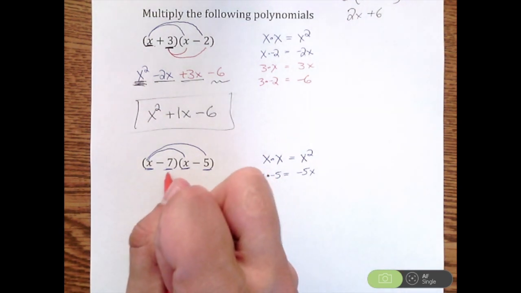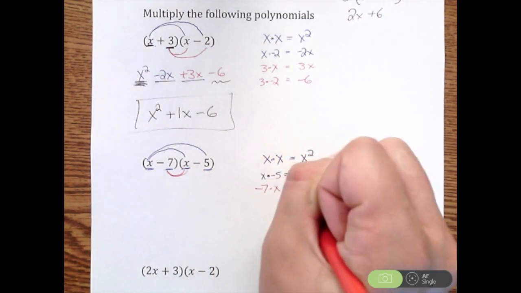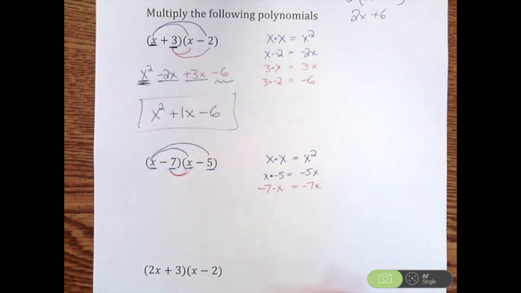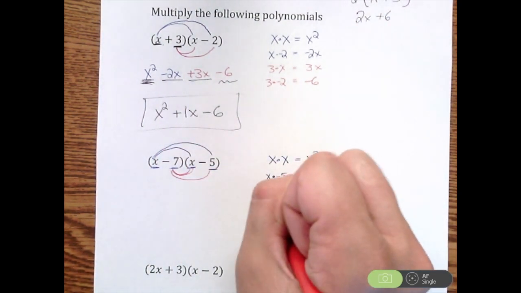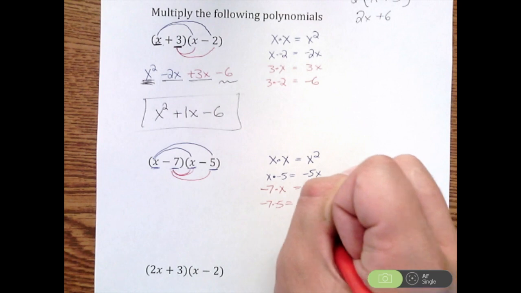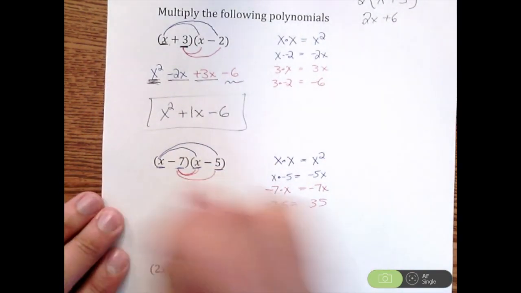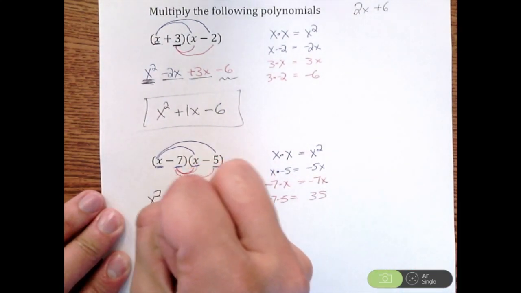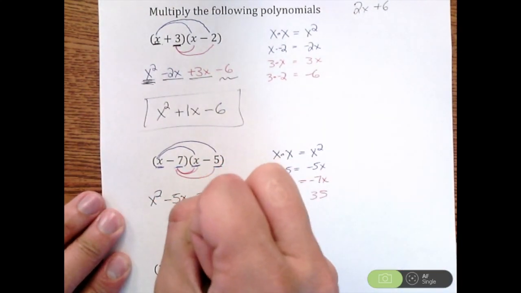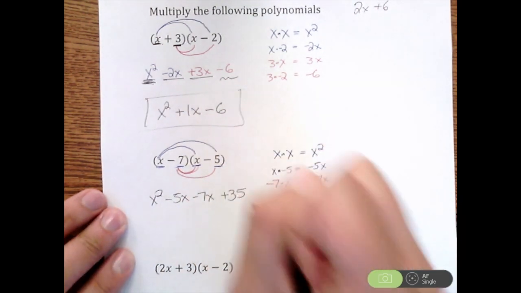Now I'm going to take this negative 7 times x, which is negative 7x. And negative 7 times negative 5 is 35. So I kind of left off adding all these terms up. So I had an x squared minus 5x minus 7x and a positive 35.